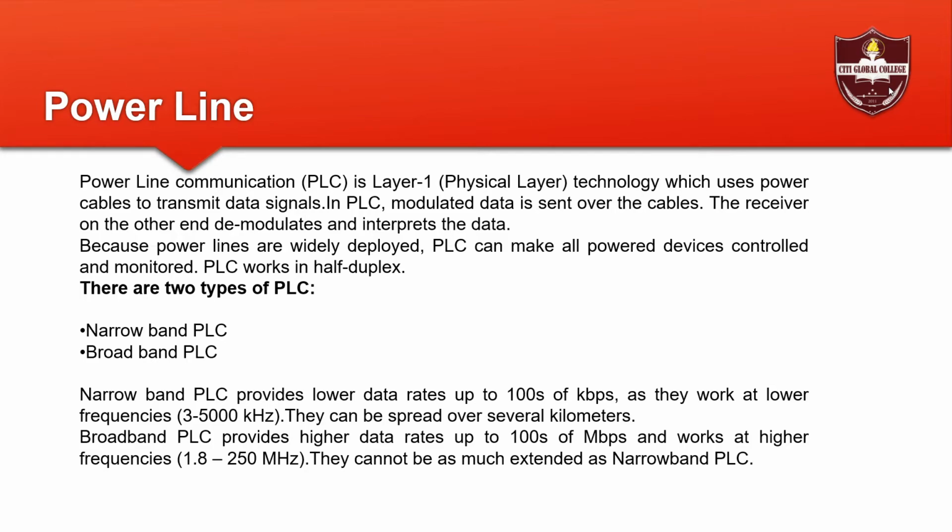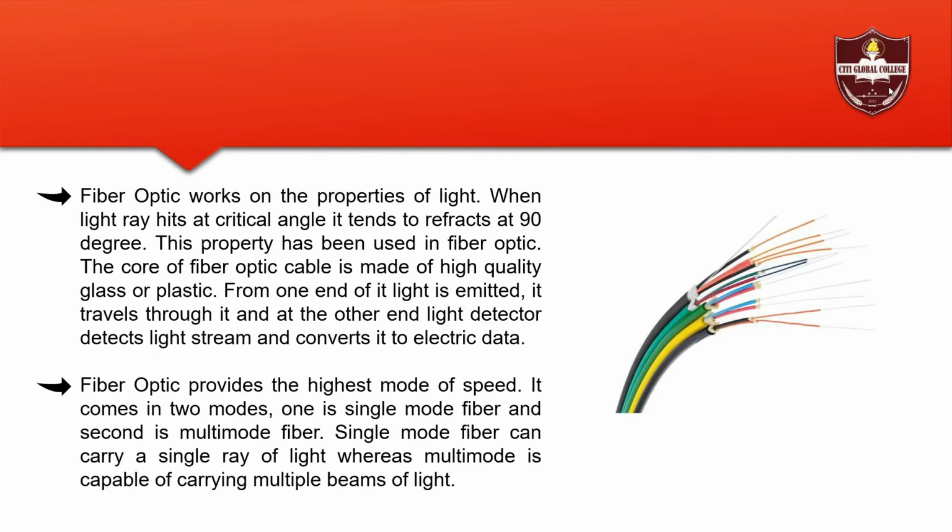So there are two types of PLC, which is the narrowband PLC and the broadband PLC. Narrowband PLC provides lower data rates up to 100s of kbps, as they work at lower frequencies of 3 to 5,000 kHz. They can be spread over several kilometers. Broadband PLC provides higher data rates up to 100s of Mbps and works at higher frequencies of 1.8 to 250 MHz. They cannot be extended as much as narrowband PLC.